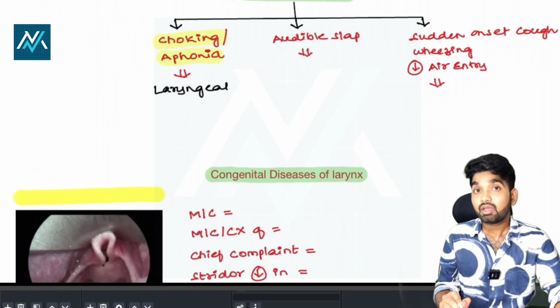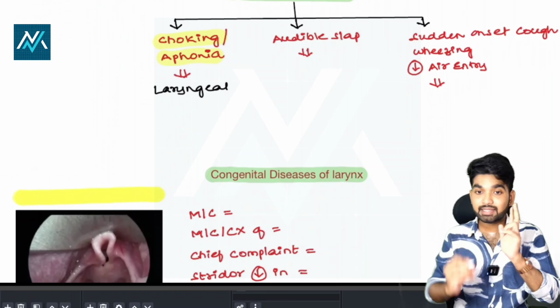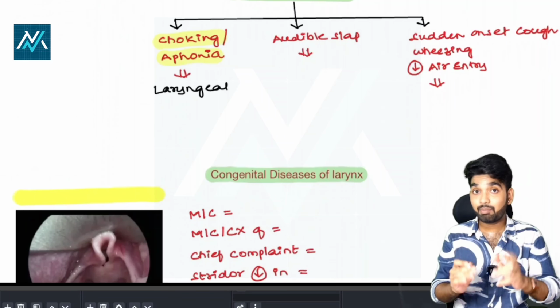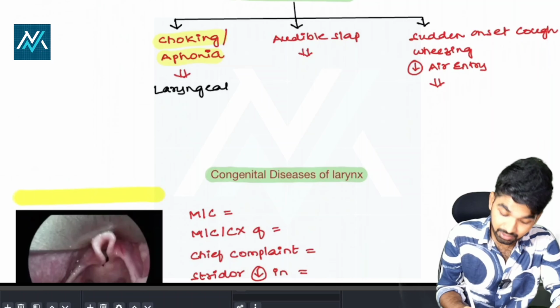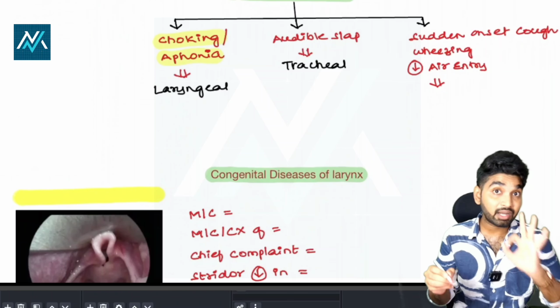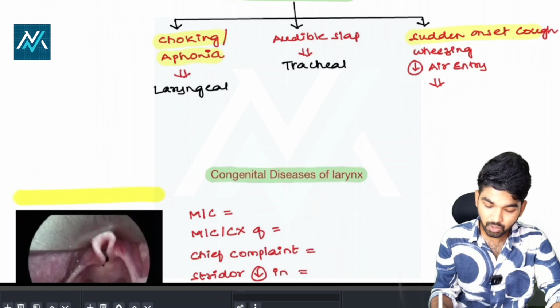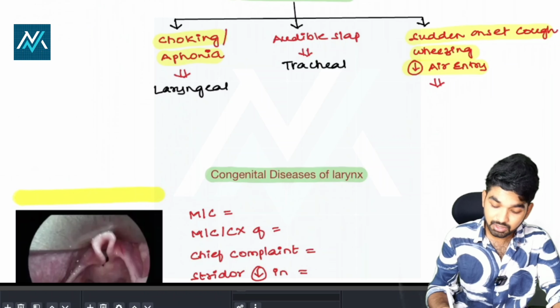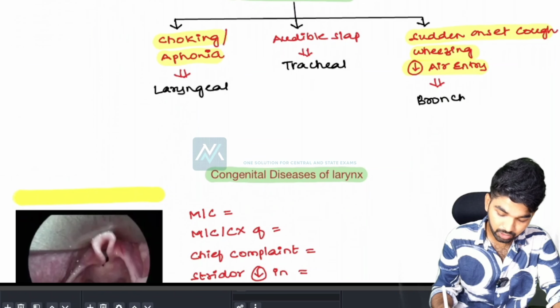Now suppose there is an audible slap which you are hearing, and a palpatory thud. What is that? Tracheal foreign body, right? So suppose the triad of symptoms, I told you, sudden onset of cough, wheezing, and decreased air entry. What is that? This is a case of bronchial foreign body.